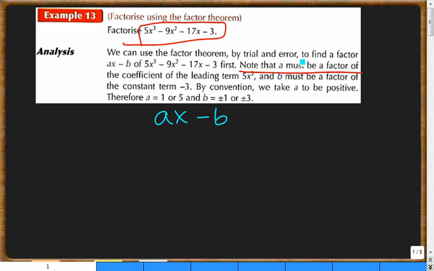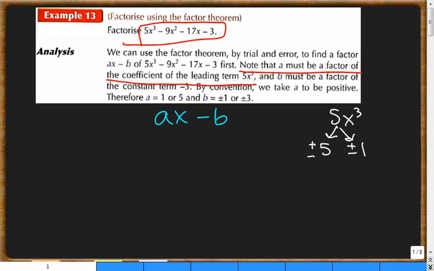So it notes that a must be a factor of the coefficient of the leading term 5x cubed. Okay, so for that, if we're looking at 5x cubed, the 5 can only be made with a positive or negative 5, or a positive or negative 1. So that's the only things that we can have here.